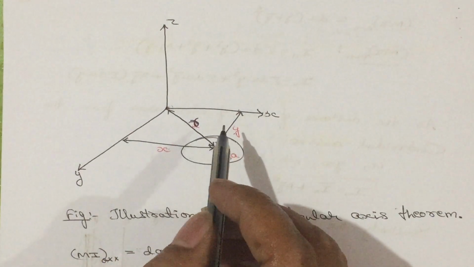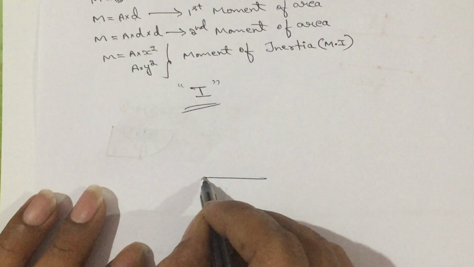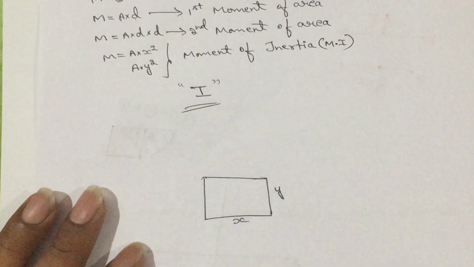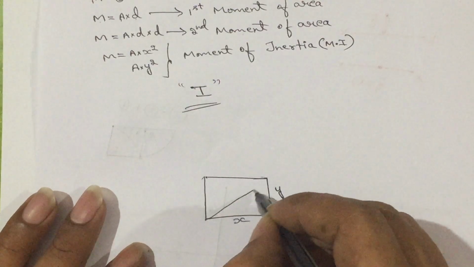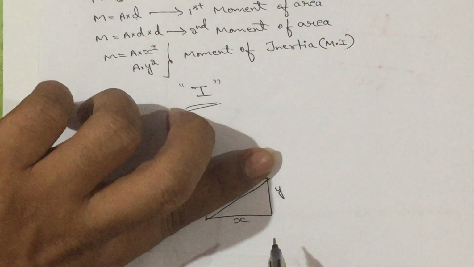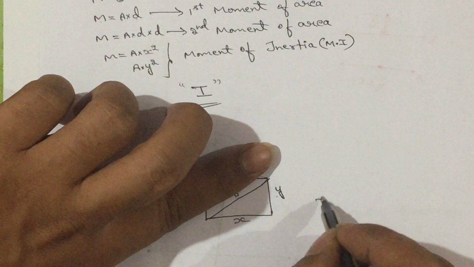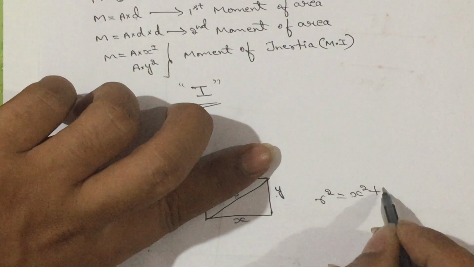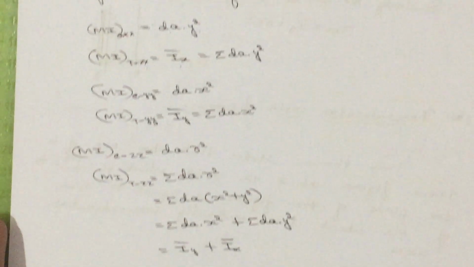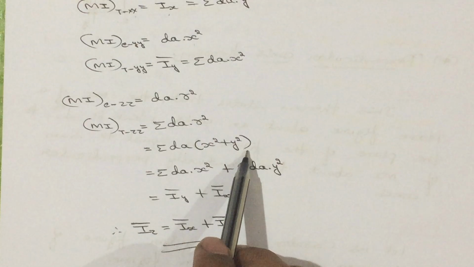Here, listen. Here I will write it and show you. It is like a rectangle. This side it is x, this side it is y, and the distance is r. It looks like a right angle triangle now. So r is the hypotenuse, and these two are the adjacent and opposite sides. So we can write r square is equal to x square plus y square. From the given figure also we can write r square is equal to x square plus y square.